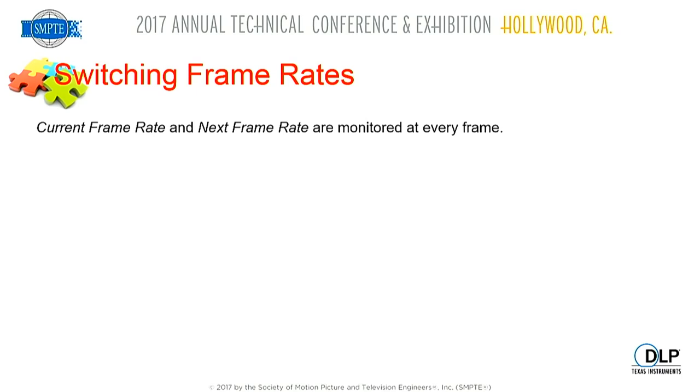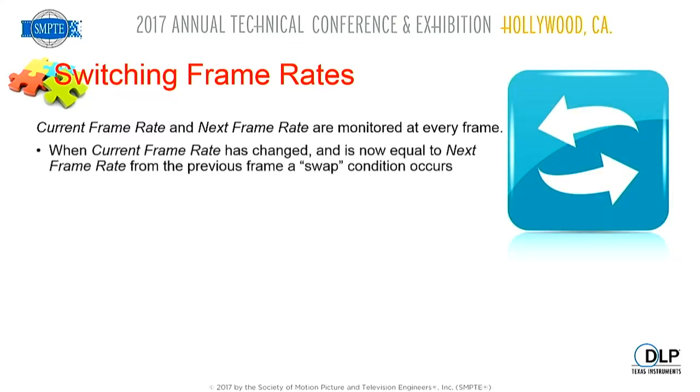When I want to switch frame rates, the current frame rate and the next frame rate, remember, are sent with every frame and they're monitored with every frame. When the current frame rate has changed and is now equal to the next frame rate from the previous frame, what's called a swap occurs. And I swap from one of those buffers to the other buffer.